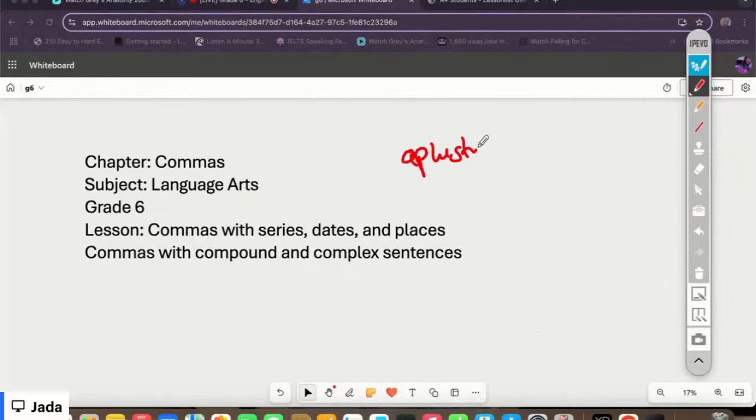So first you log in using aplusstudent.com. Click on your name, move on to Language at Grade 6. Chapters: Commas, and the lesson will be Commas with Series, Dates, and Places, Commas with Compound and Complex Sentences.